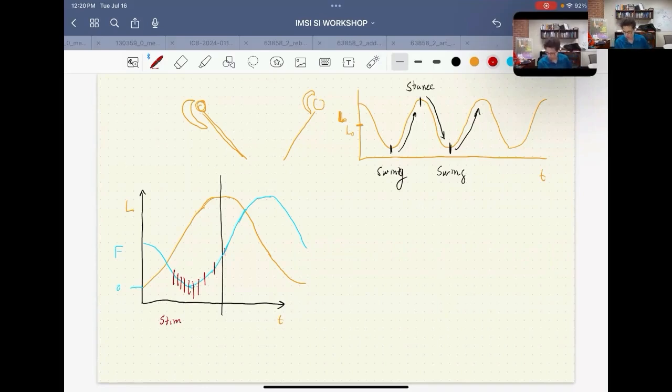What we do in a work loop is I'm going to jump to how we plot it, and then I'm going to interpret it for you. What we do in a work loop is instead of plotting force and length as a function of time, we plot them as a function of each other. So now I'm going to plot the force on the y-axis and the length on the x-axis. All right. So let's do that, and let's decompose this into each of its stages.